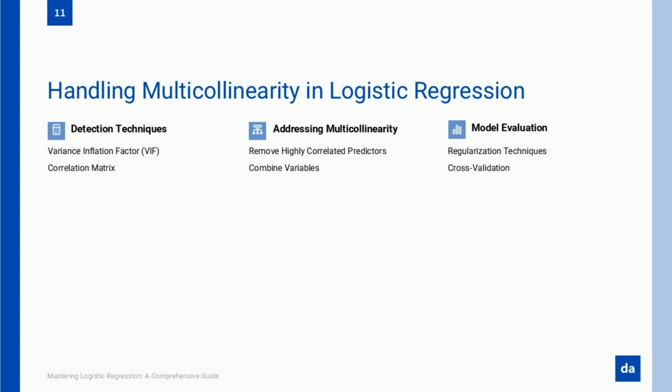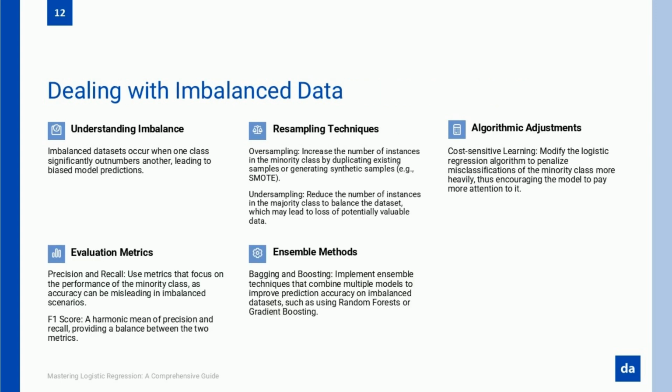Okay, we've cleaned up our model, fixed multicollinearity, and everything should be smooth sailing, right? Not so fast. There's another huge problem that can totally throw off logistic regression: imbalanced data. What does that mean? Imagine you're building a model to detect fraudulent transactions. In a typical data set, maybe 99% of transactions are legit and only 1% are fraud.